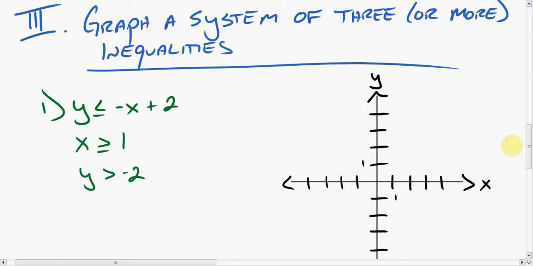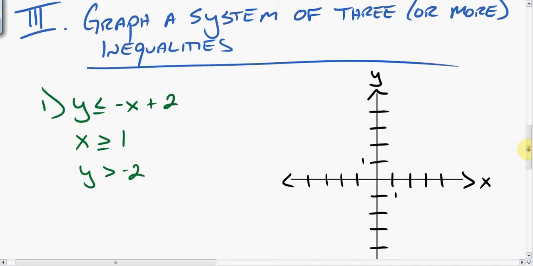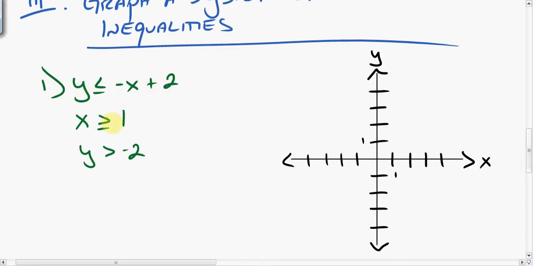So it's just one extra step. It's the exact same process. Graph each inequality and then use a test point to figure out which direction you need to shade. But now you need to do it for 3 of them. So let's graph the first inequality.